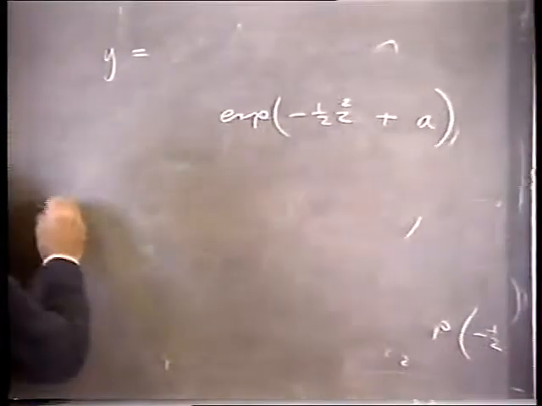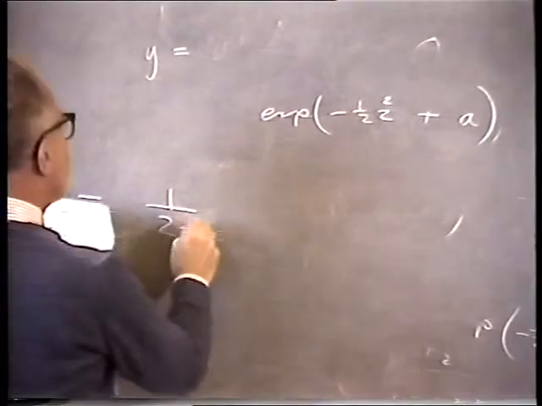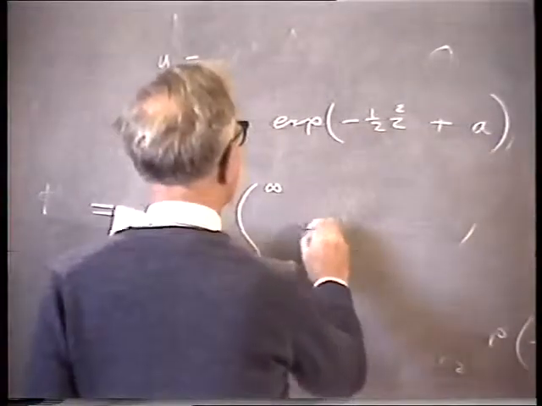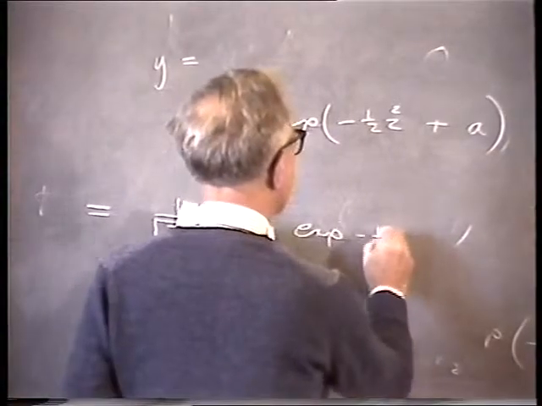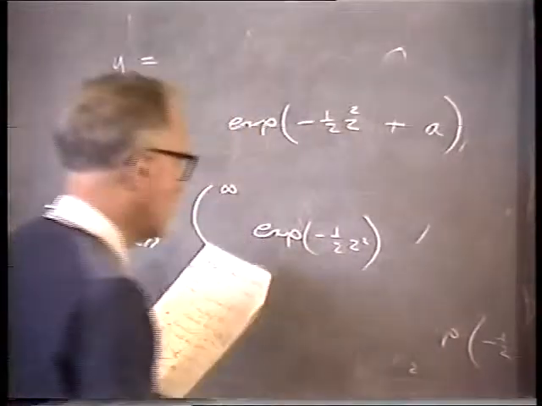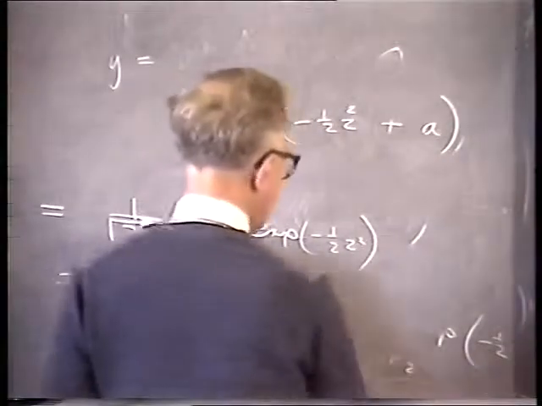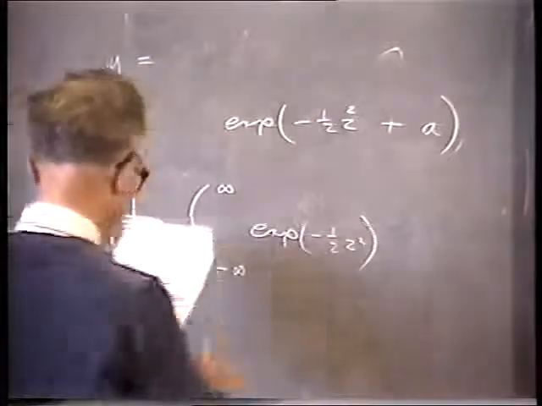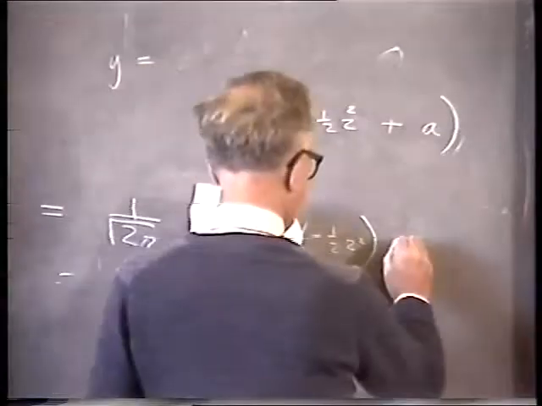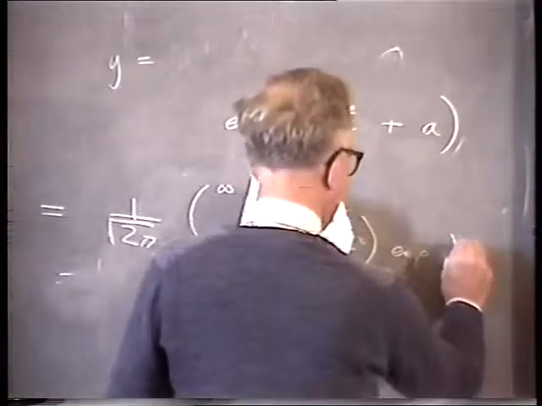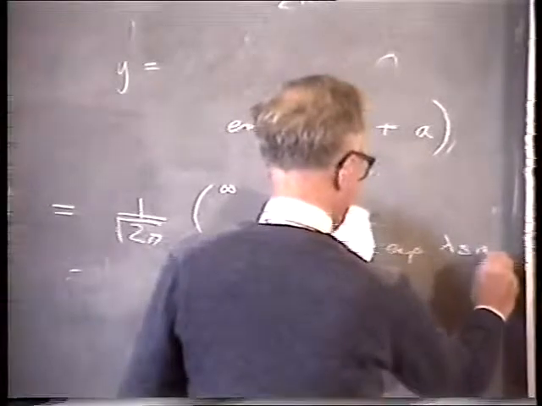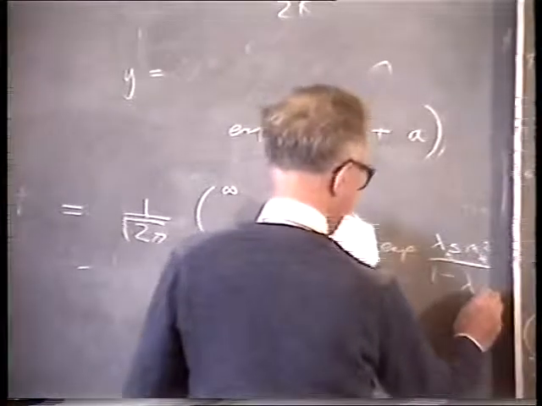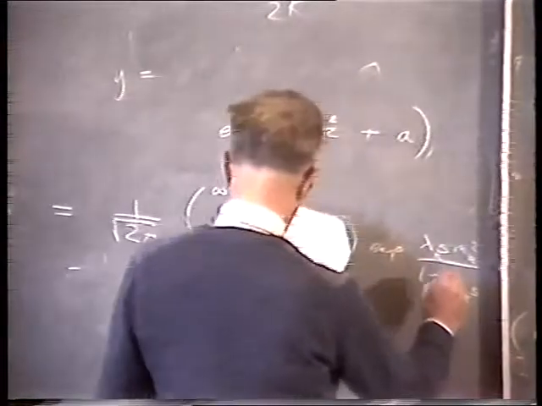Now, the effect is that we have here 1 upon square root of 2 pi, the integral from minus infinity to infinity of exp of minus a half z squared, then the additional a that we have to use here turns out to be exp of lambda_k s m_k squared over 1 minus 2 lambda_k s.